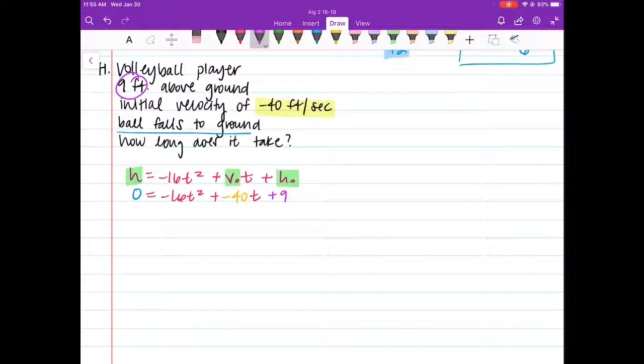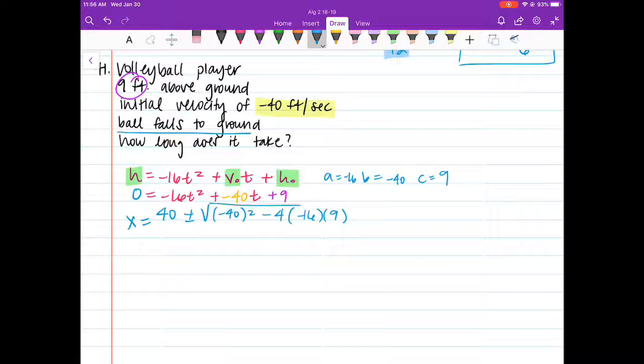And then this is something I would go through and I would solve. So I would use the quadratic formula, of course. So then I'd have x equals, well, what's a, what's b, what's c? a is going to be negative 16, b is negative 40, c is positive 9. So as I'm solving, I'm going to go ahead and take x equals negative b, so positive 40 plus or minus the square root of b squared minus 4ac all over 2a, 2 times negative 16.